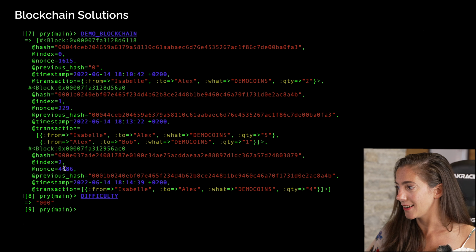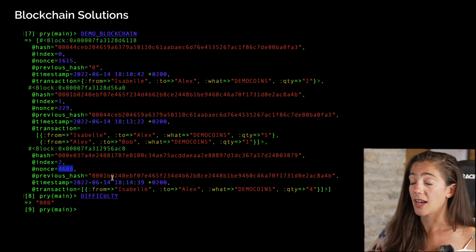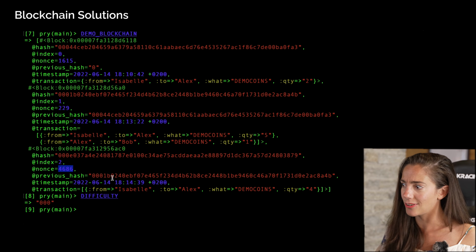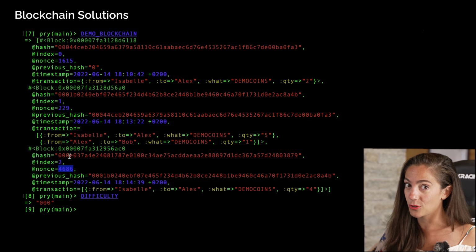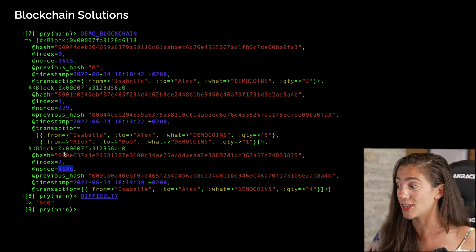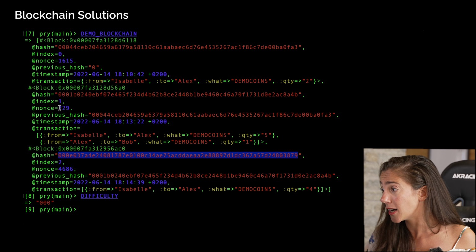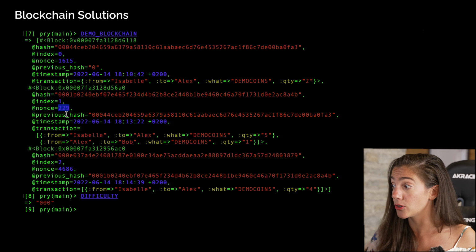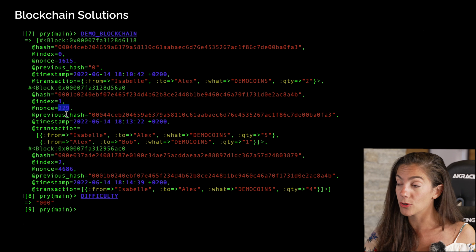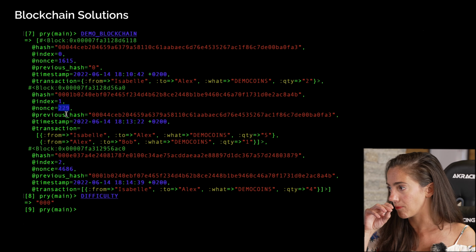So in that case, you can see that for this block, I had to calculate 4,686 nonces, basically, to go up to 4,686 to find a hash that starts with 3 zeros. Here, I got much more lucky actually, because the nonce that enabled me to obtain a hash that starts with 3 zeros was only 229.